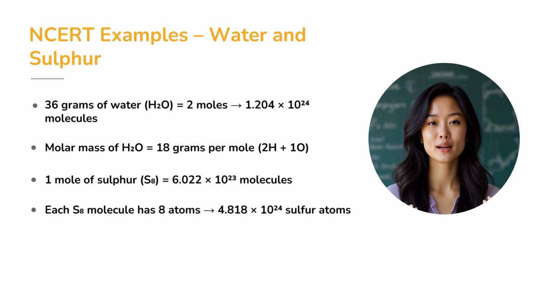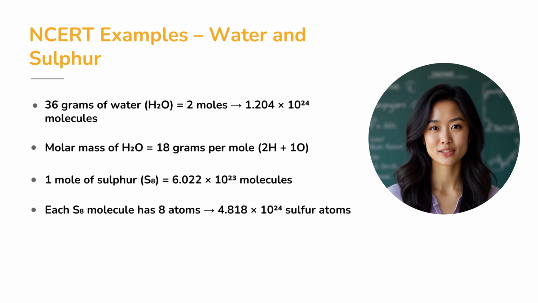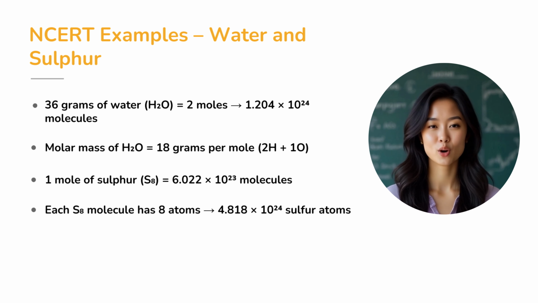The question is, how many molecules are present in 36 grams of water? Step 1. Find the molar mass of water. H2O, hydrogen has an atomic mass of 1. Since there are 2 hydrogen atoms, 1 multiplied by 2 equals 2. Oxygen has an atomic mass of 16. Total molar mass of H2O is 2 plus 16, which equals 18 grams per mole.